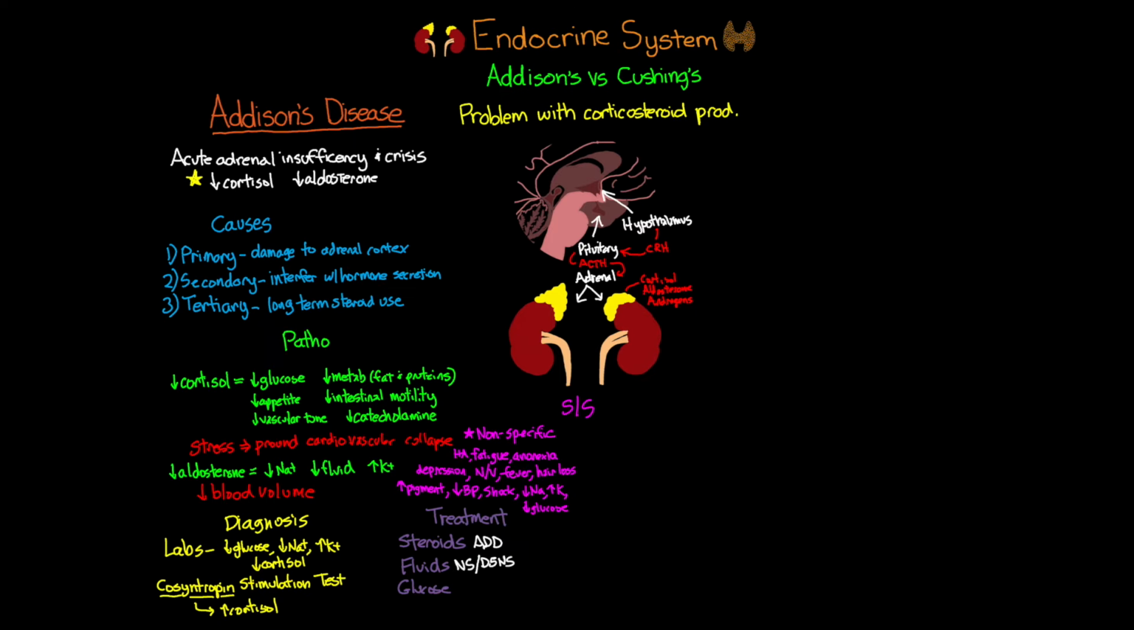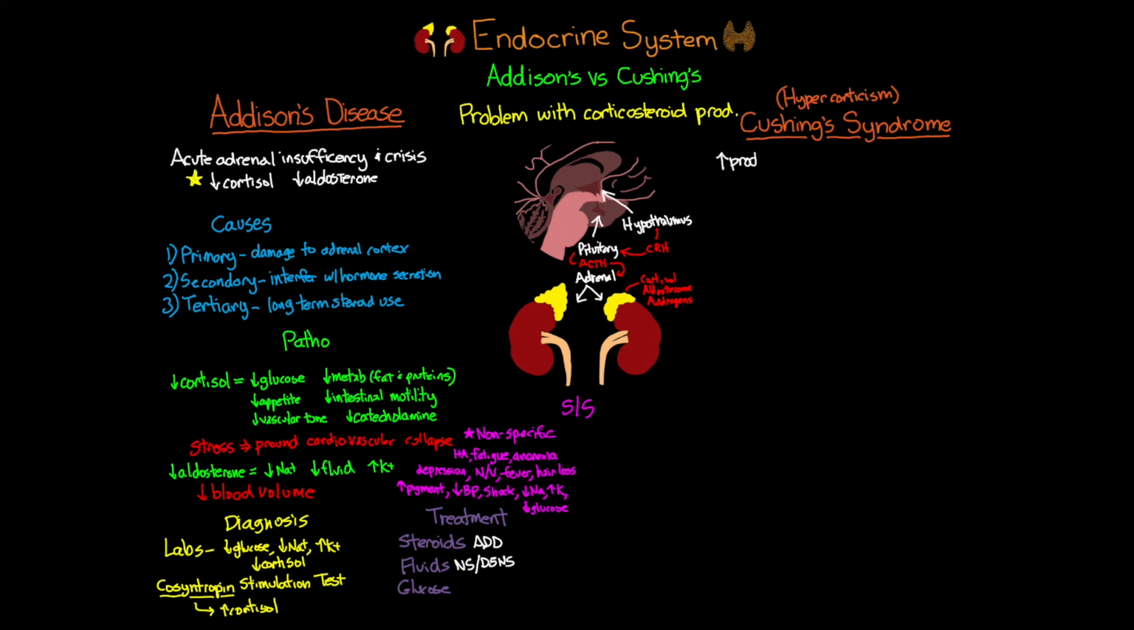Alright, and so moving on, now we're going to talk about our Cushing syndrome. And so once again, we're going to have a problem with our corticosteroid production, but as you can probably figure out, whereas in Addison's we didn't have enough, in Cushing syndrome, we're actually going to end up with too much. And so you may also hear Cushing syndrome referred to as hypercorticism.